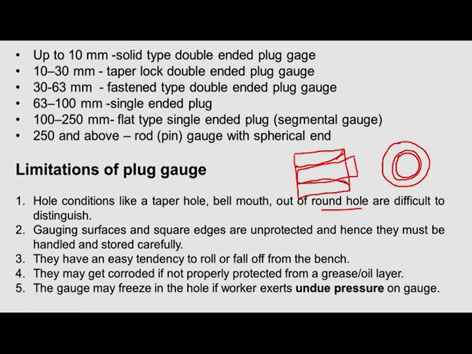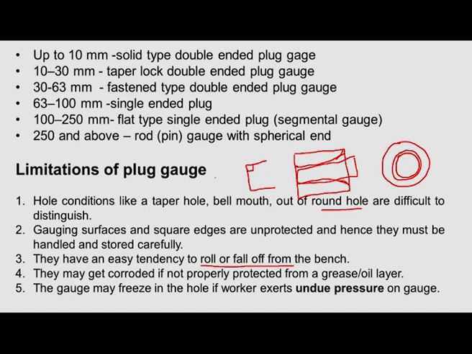Then gauging surfaces and square edges, that means the end of the plug gauge will be square. So these square edges are unprotected, they are open, and hence they must be handled and stored carefully. If the proper protective coating is not applied, the gauging surfaces may get corroded and become unusable. And then they have an easy tendency to roll off or fall off from the workbench. Since the gauges are round, they will roll off from the table.